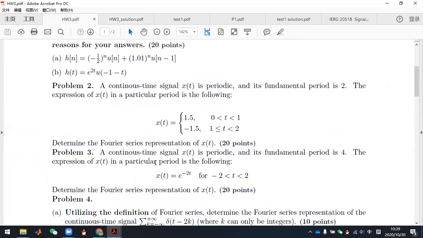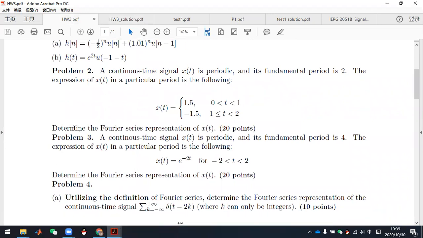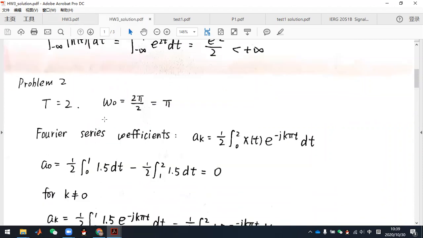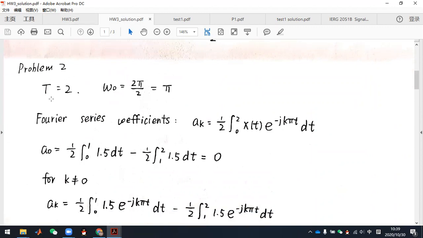Okay, let's look at problem 2. Determine the Fourier series representation of x of t. In the last tutorial, we have seen a lot of examples to calculate the Fourier series of a continuous time signal. So I think this is not hard. Let's follow the standard procedure to calculate the Fourier series. First, we calculate the fundamental period of the signal, T is equal to 2, and then the fundamental frequency omega 0 is 2 pi over 2, which is pi.